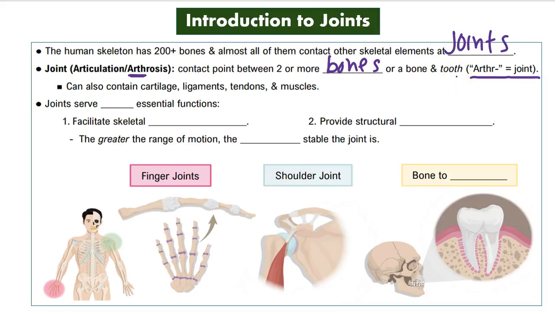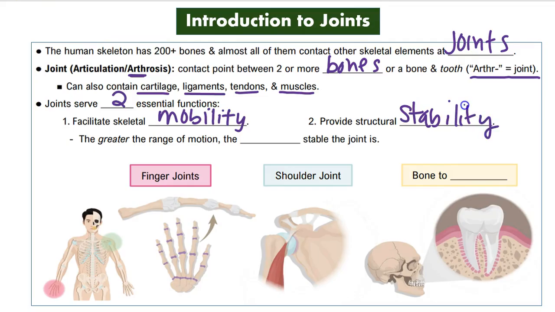Another thing we'll see is that a lot of joints can also have cartilage. We're talking specifically hyaline cartilage or fibrocartilage, ligaments, those bands of connective tissue that connect bone to another bone, tendons, which are going to connect muscle to bone, and then muscles themselves. So they all can help form stability of joints. There are two essential functions. One is going to facilitate skeletal mobility. We said it helps the skeleton move by structural stability.